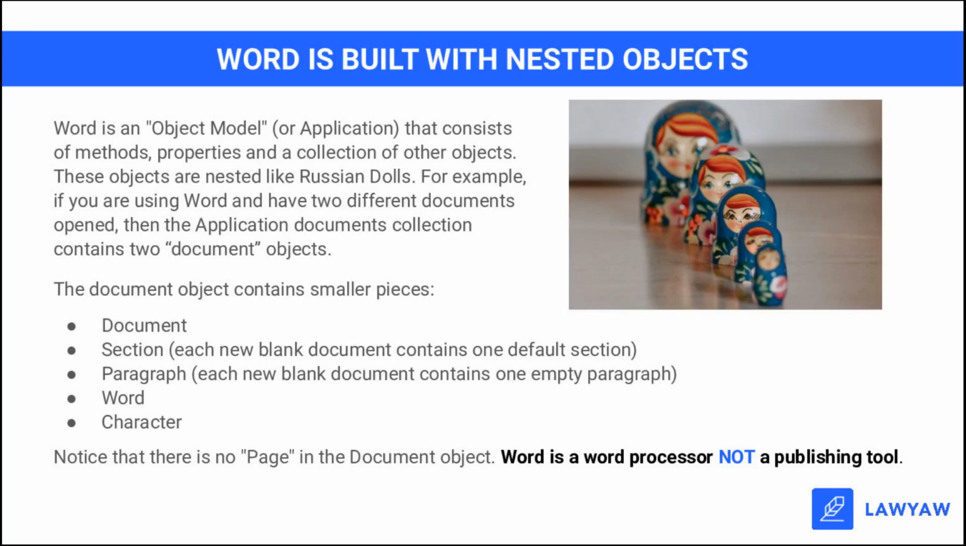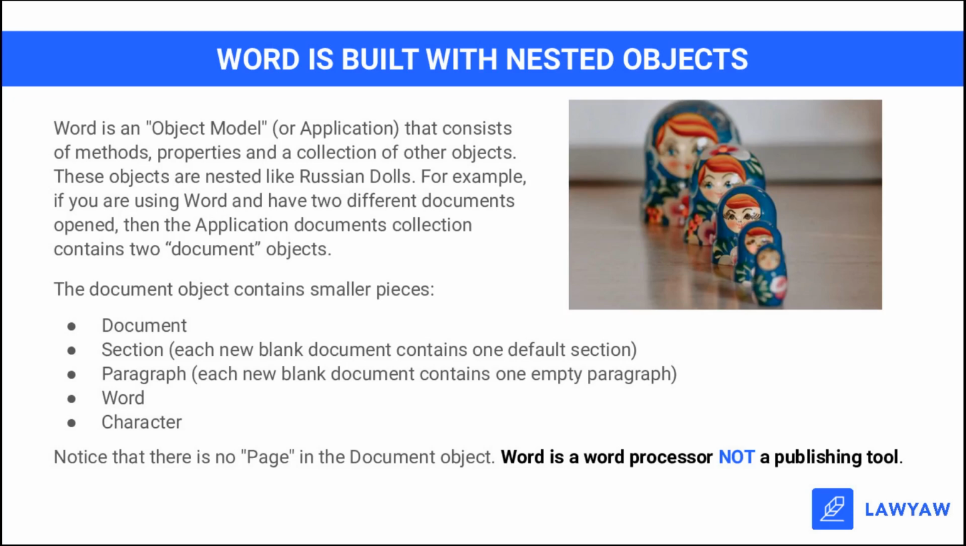Word, the application, or the word processor, is an object model that consists of methods, properties, and collections of other objects. And these objects are nested like Russian dolls. For example, if you're using Word and have two different documents open, the application's documents collection would have two objects. The document object contains smaller pieces: sections, paragraphs, words, all the way down to characters.